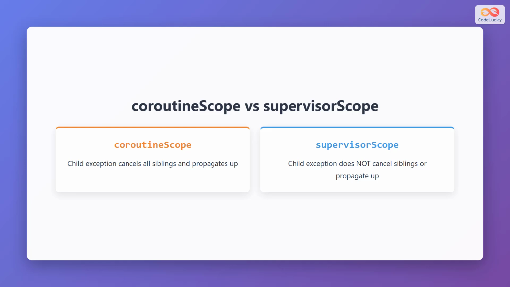There are two important scope functions you need to know: coroutineScope and supervisorScope. They handle exceptions very differently. With coroutineScope, if a child coroutine throws an exception, it cancels all sibling coroutines and propagates the exception upward. This is the strict failure policy. In contrast, supervisorScope is more forgiving. When a child coroutine fails in a supervisorScope, it does not cancel the sibling coroutines and does not propagate the exception upward. This allows independent tasks to continue even when one fails.